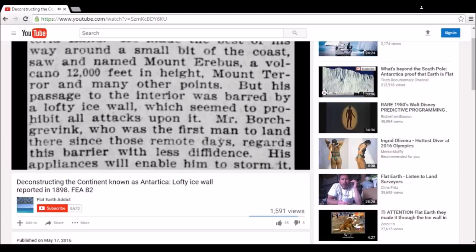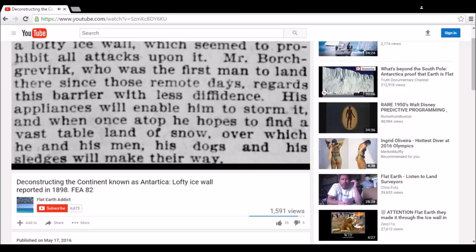It reads as follows. In 1841, Sir James Ross first sighted the vast ice fields which he called Victoria Land. He made the best of his way around a small bit of the coast, saw and named Mount Erebus, a volcano 12,000 feet in height, Mount Terror and many other points, but his passage to the interior was barred by a lofty ice wall which seemed to prohibit all attacks upon it. Mr. Borchgrevink, who was the first man to land there since the remote days, regards this barrier with less diffidence. His appliances enable him to storm it, and when once atop he hopes to find a vast tableland of snow, over which he and his men, his dogs and his sledges will make their way.